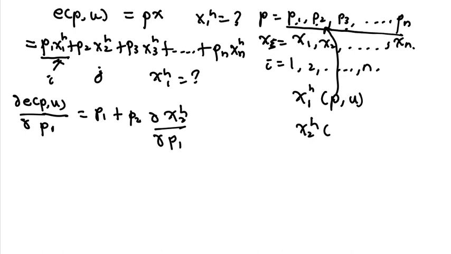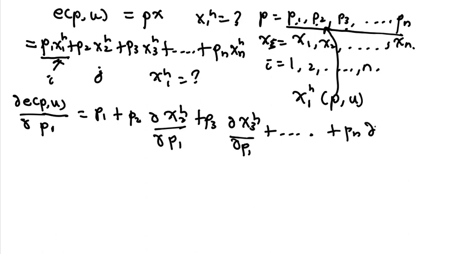Now, continue here. I need more space, that's why I need to erase this. Now, plus P3 delta x3h over delta P1, plus until the last one, Pn delta xnh over delta P1.